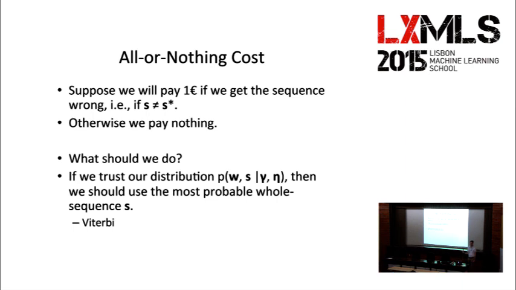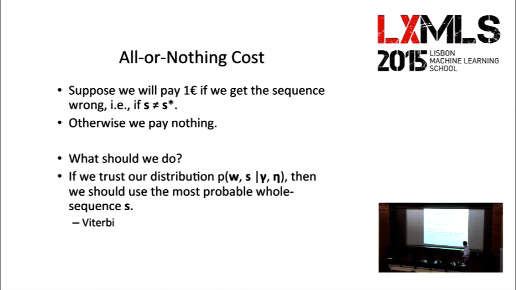The second most probable. No, first, yeah. So the answer is that if you trust your model, you have no choice, really. All I've given you is your HMM. If you trust your model, if you trust your distribution, then you should pick the most probable whole sequence S. That is the one that you believe has the highest probability of being correct, if you trust your distribution. Okay, Viterbi is the answer.